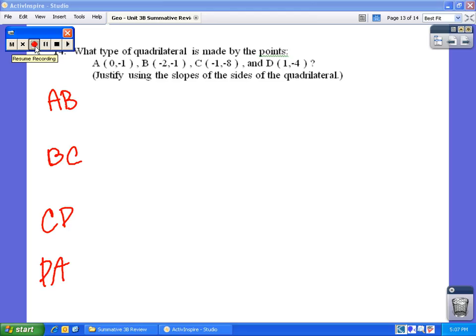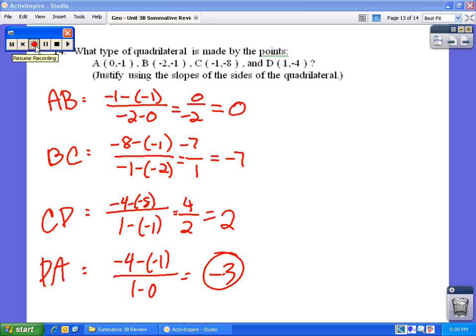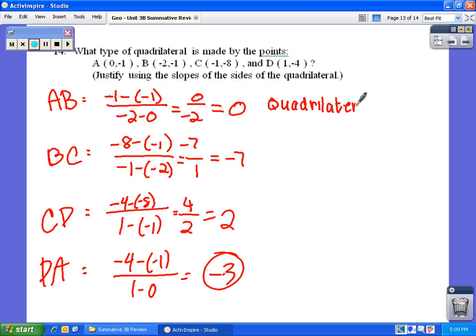First, I'm going to determine whether the quadrilateral is a parallelogram. I'm going to do that by finding the slopes of the 4 sides that make up the quadrilateral. Since I do not have 2 pairs of parallel sides, this is not a parallelogram. Since I do not have 1 pair of parallel sides, this is not a trapezoid. Therefore, I can conclude that this is simply a quadrilateral.